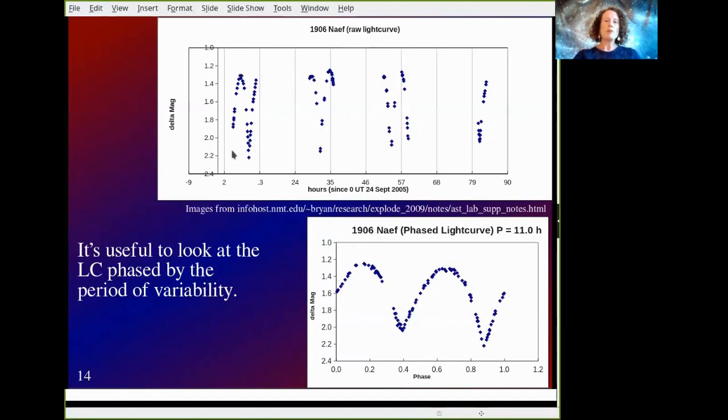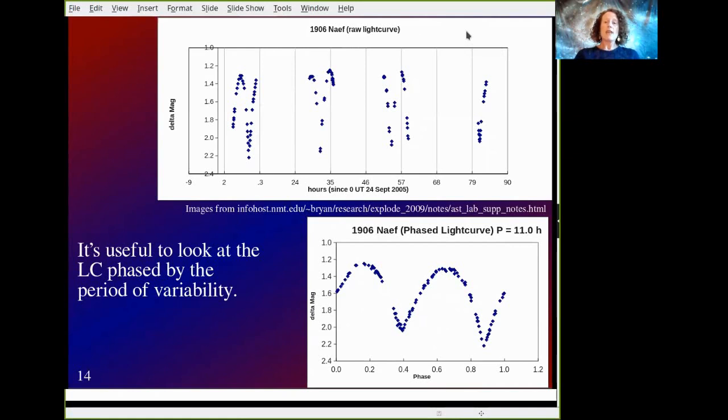And then we chop up the light curve. These vertical lines are showing how we would chop up the light curve into those segments, maybe 10 hours or 11 hours, 12 hours. And we try something out. And then we stack those segments on top of each other. So each of these vertical strips of the light curve, we stack on top of each other because we think that they are going to be showing the same parts of the light curve.